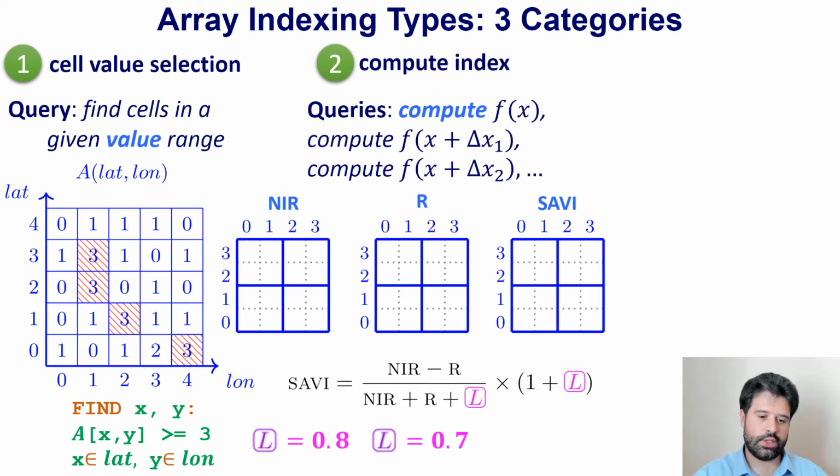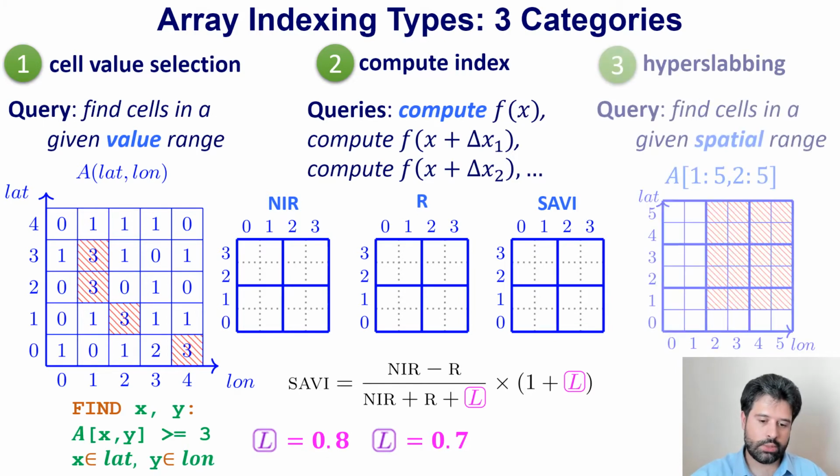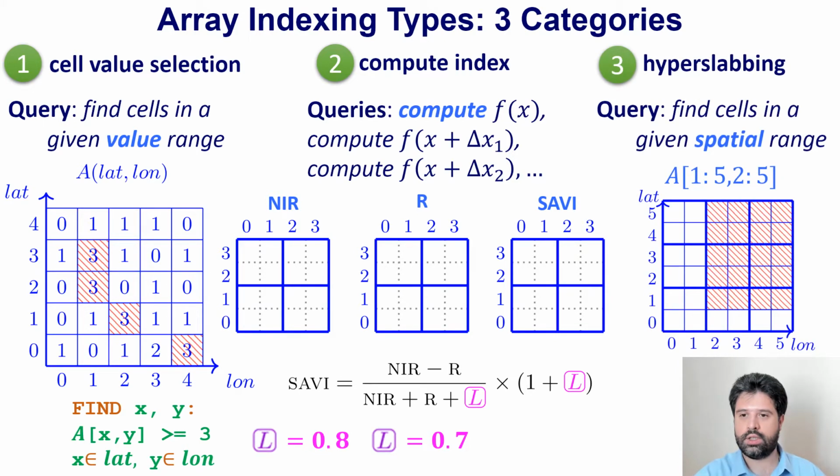Compute indices accelerate computations on arrays. For example, compute a function, slightly tune its input parameters, and compute the same function again. Tune and compute again. So, hyperslabbing indices accelerate seeking cells in a given spatial range. They use relatively well-known data structures, so we're going to focus on the first two categories.